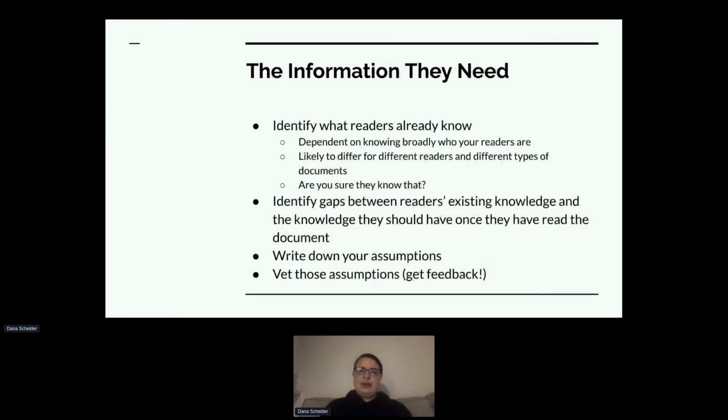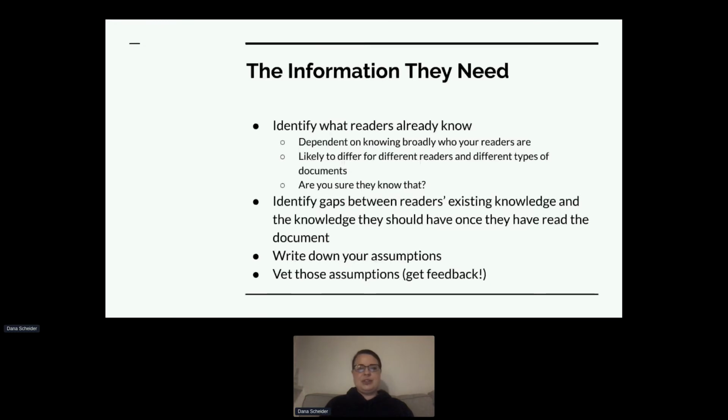The next component is the information that the readers need. So the first step to knowing what information they need is to identify what they already know. That in turn is dependent on knowing who the readers are. So what they already know is highly likely to be different for different readers. It's likely to be different for different types of documents.